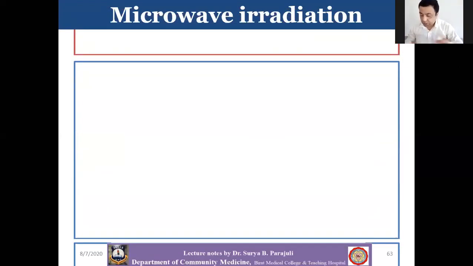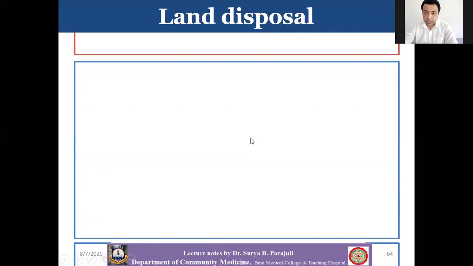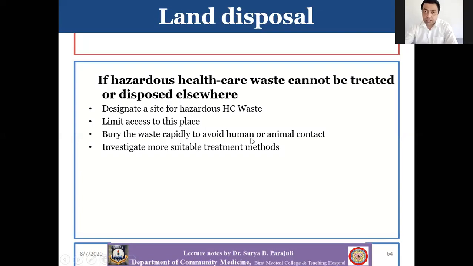Microwave irradiation is a new technique. Like our microwave, we have big chambers and we can put waste inside the microwave and disinfect it through irradiation. So this is a picture of microwave irradiation, but it's quite technical and costly. It's a new technique. Land disposal is common in India and Nepal.